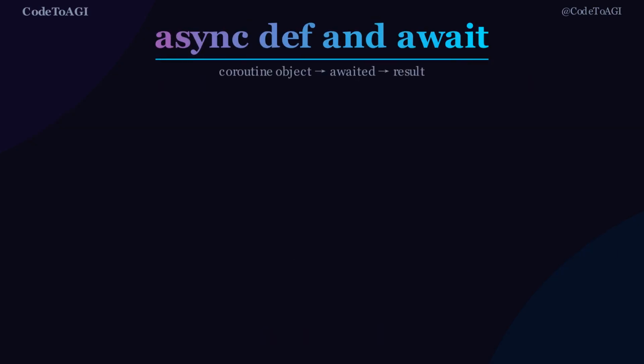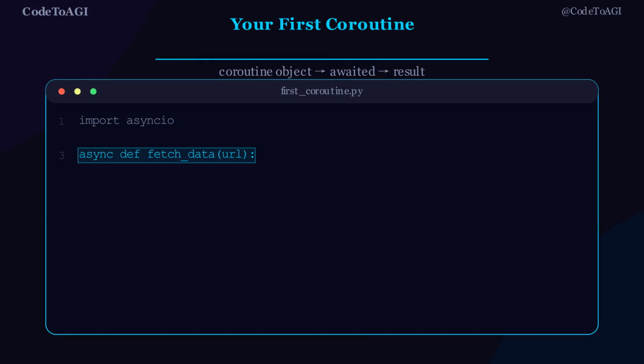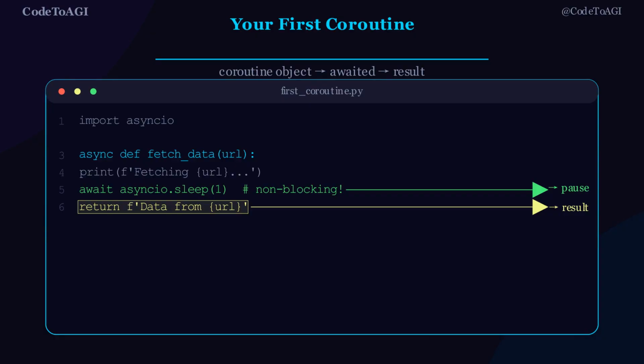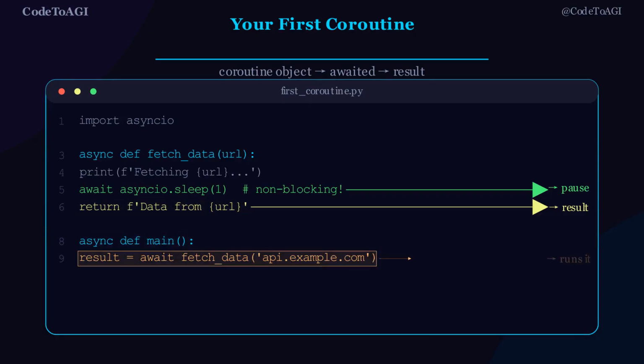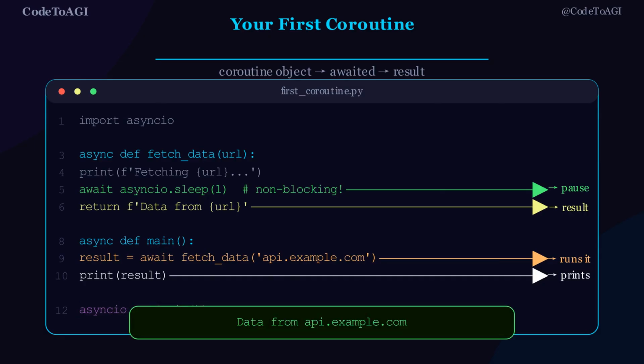A coroutine is a special function defined with async def. It does not run immediately when you call it. Calling an async function returns a coroutine object. To actually run it, you use await. Await says, run this coroutine and pause here until it finishes. But while it is paused, Python can run other coroutines. That is the key insight. Await does not block the entire program, only this coroutine. The event loop is free to do other work.